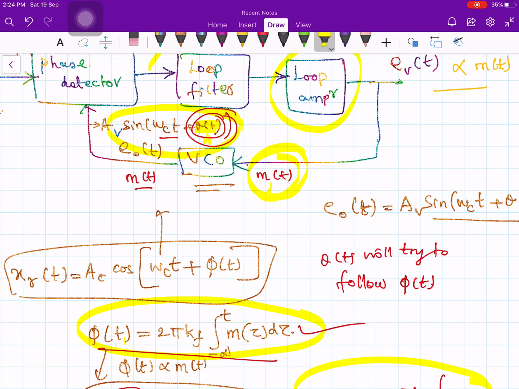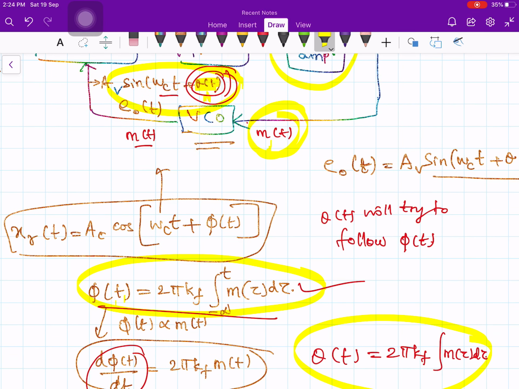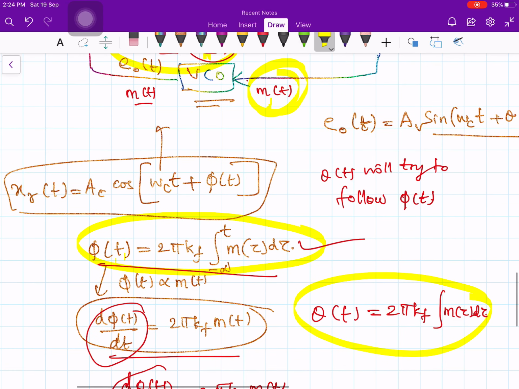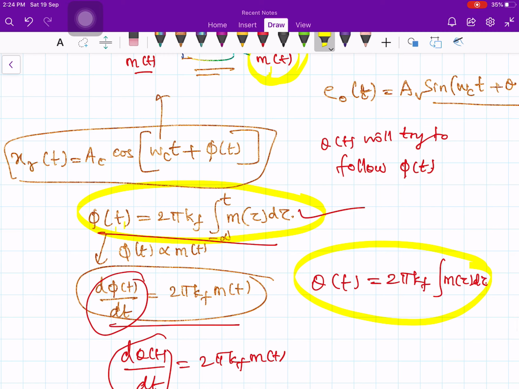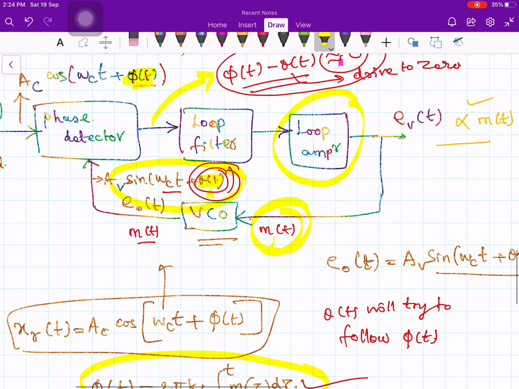Therefore the theta of t depends on the input voltage signal, which is nothing but m of t. So we can ensure that this loop works in such a manner that the instantaneous phase of the voltage controlled oscillator output tries to follow the instantaneous phase in the input signal. Then the input to the voltage controlled oscillator will try to follow the message signal, and therefore you would have got, at this point, your message signal. That is what you are looking for.